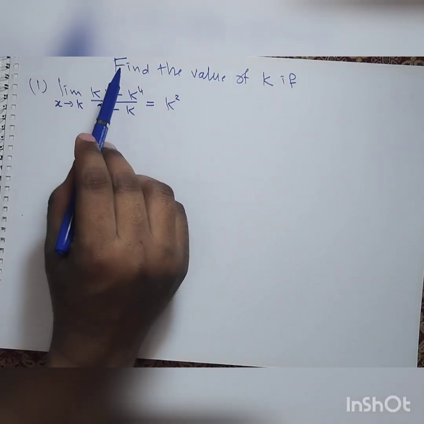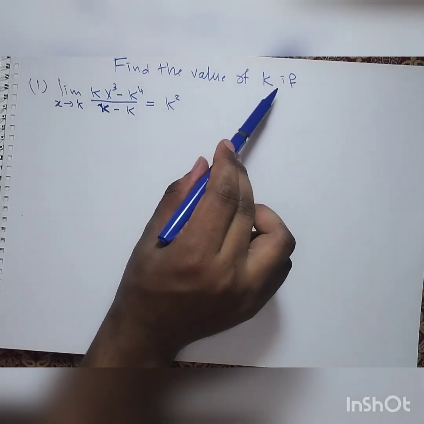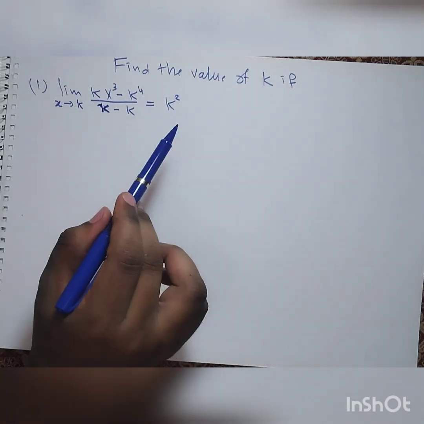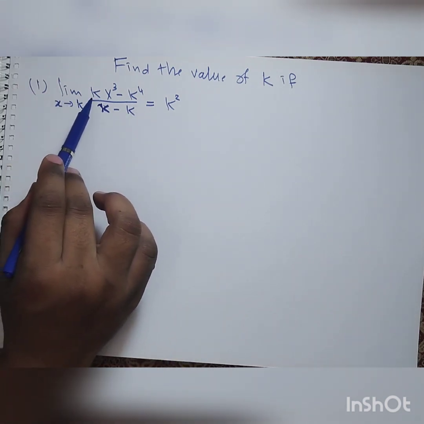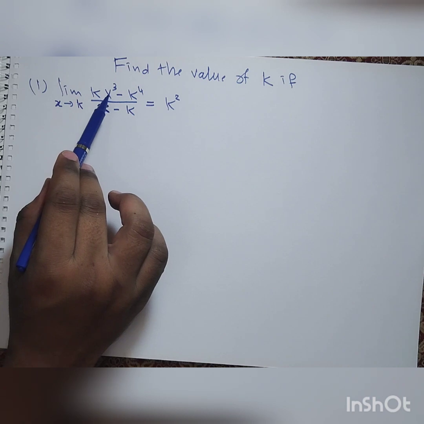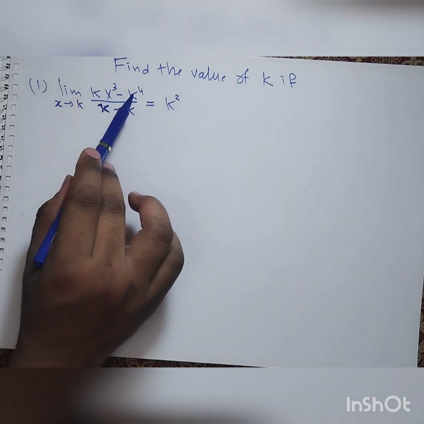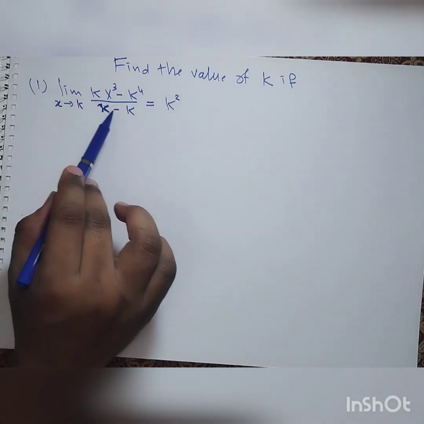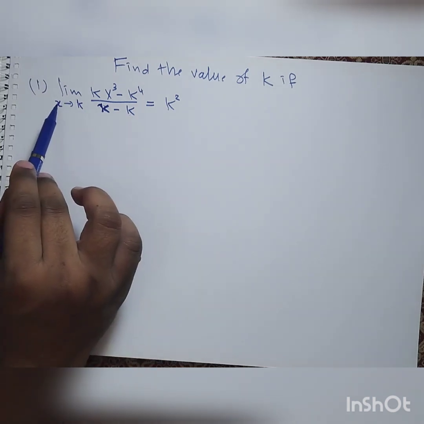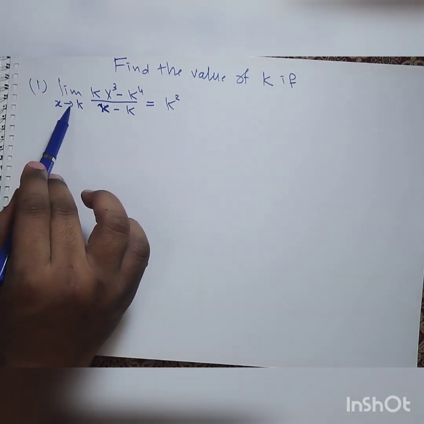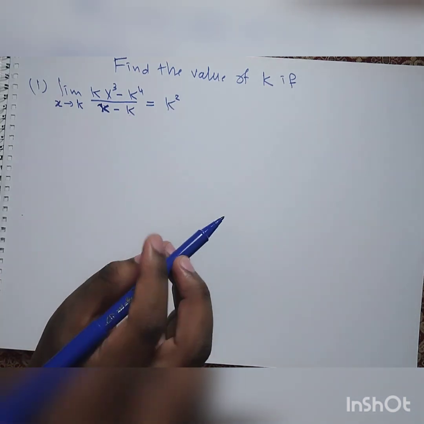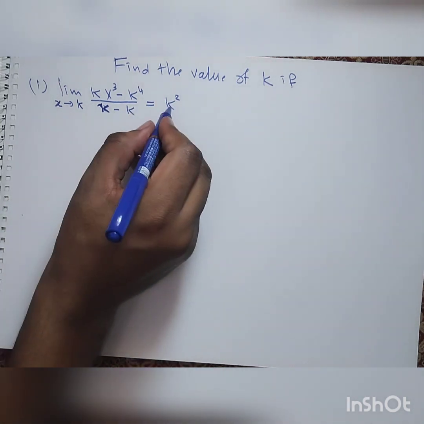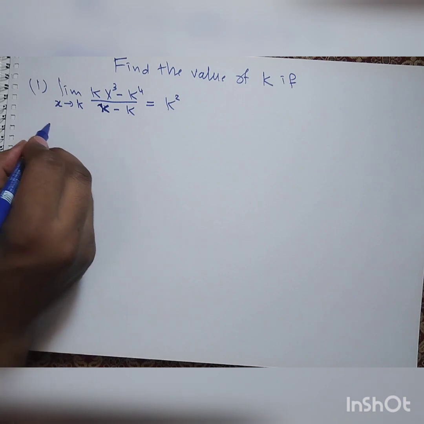In this video, we are going to find the value of k in each of the following cases. So let us start with the first limit. Here we have the limit of (k x^3 - k^4) divided by (x - k) when x approaches k, that is equal to k squared. We would like to find the value of k in this case.